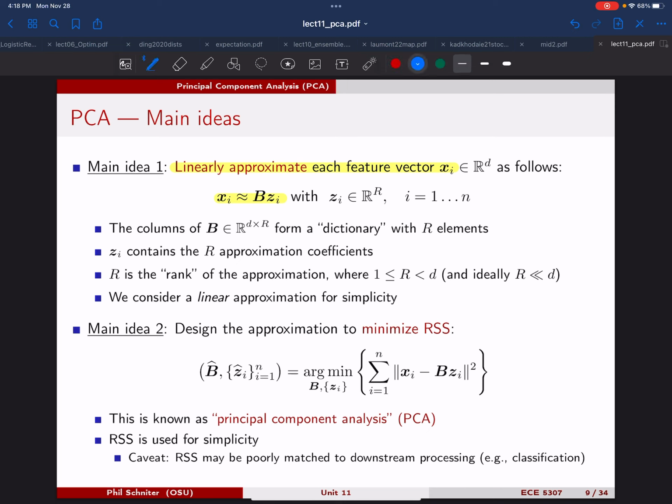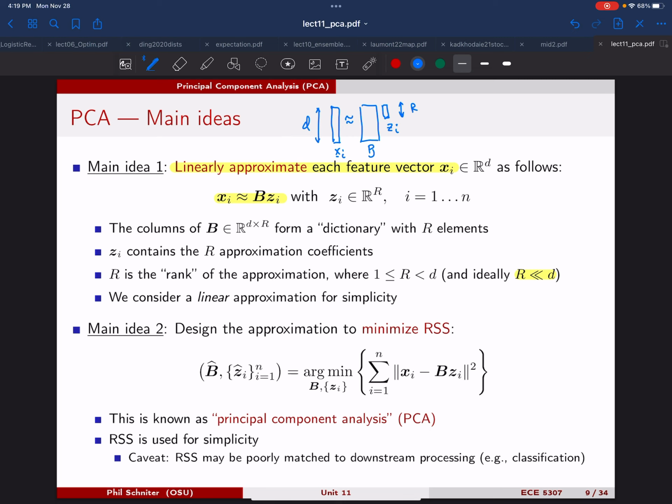So let me draw a little picture. So this vector xi is approximately equal to a matrix, a tall matrix times a shorter vector. Okay, so this vector xi has D features, but this vector zi has capital R features. And in most cases, we are hoping that R is much less than D. Okay, so hopefully from this, you can see the compression going on. Let me just finish. So this is like B, this is zi.